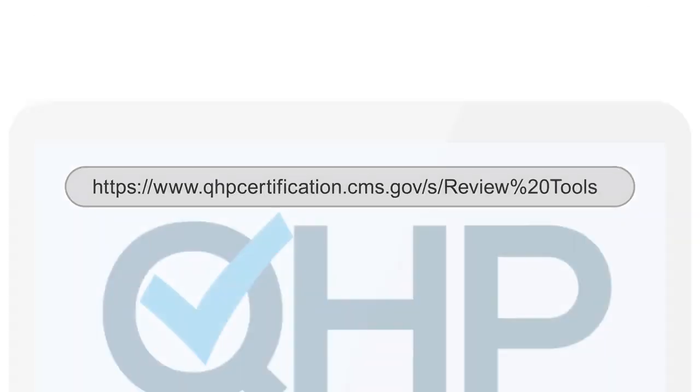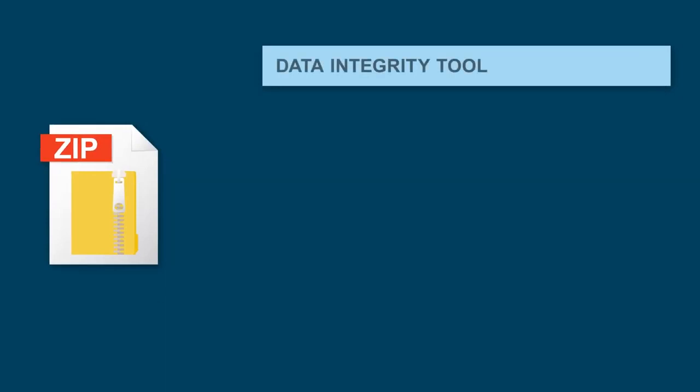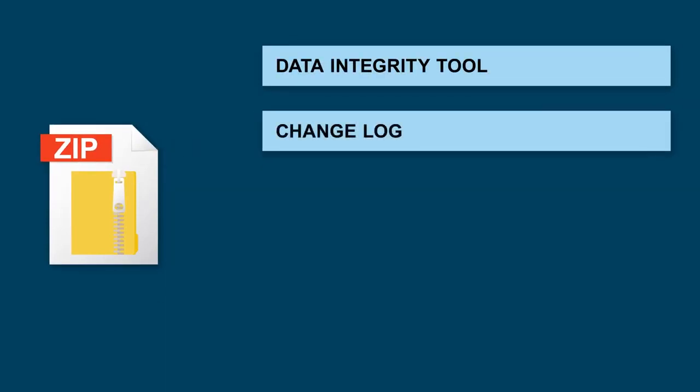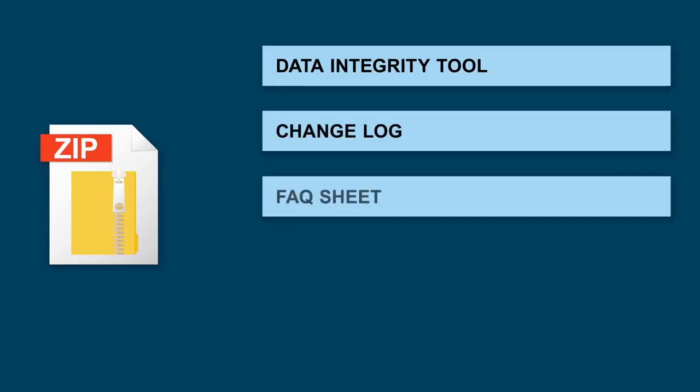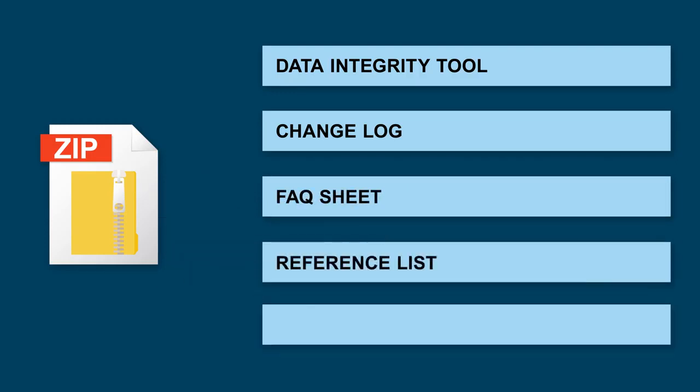To download the Data Integrity Tool, visit the Review Tools webpage of the QHP certification website and click on the Data Integrity Tool link. A zip file will be downloaded to your computer. Within this zip file, you'll see 1. The Data Integrity Tool, 2. The Data Integrity Tool changelog, if applicable, 3. The Data Integrity Tool Frequently Asked Questions sheet, 4. The Data Integrity Tool reference list, and 5. The Data Integrity Tool tip sheet. Carefully read the FAQ sheet and tip sheet before using the tool.